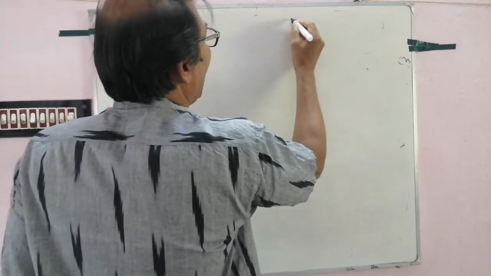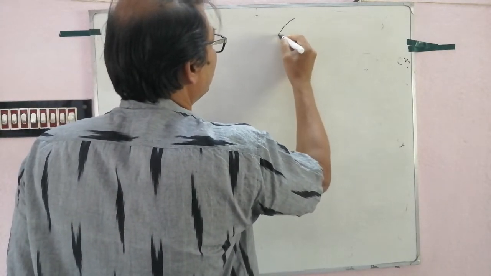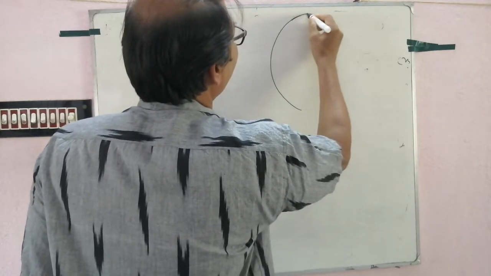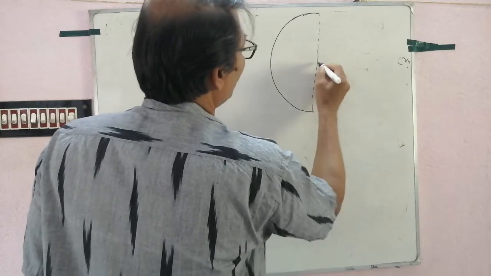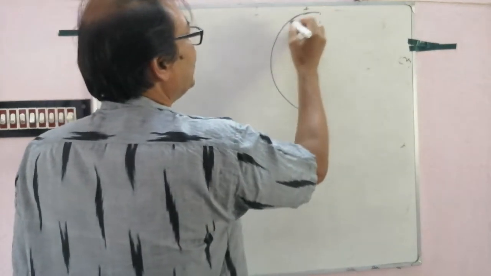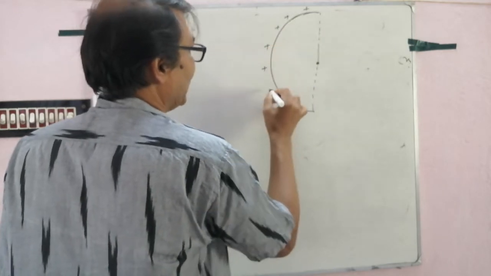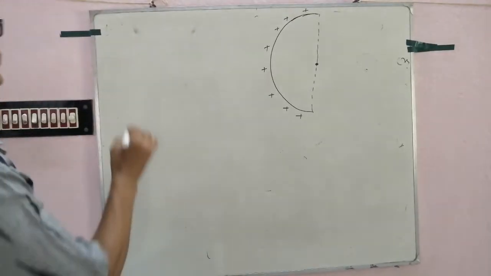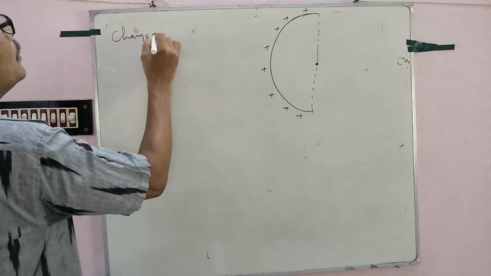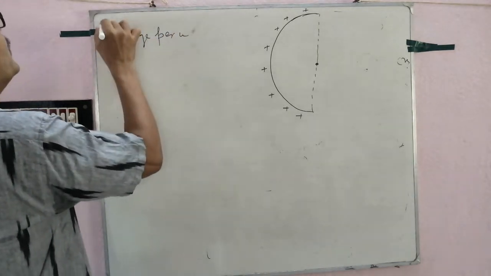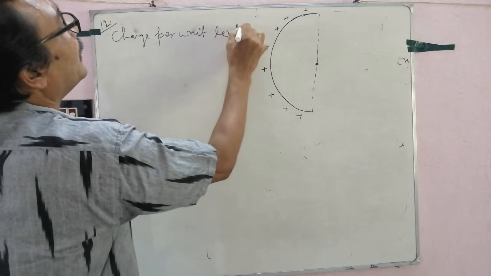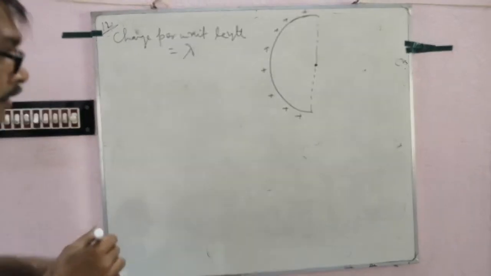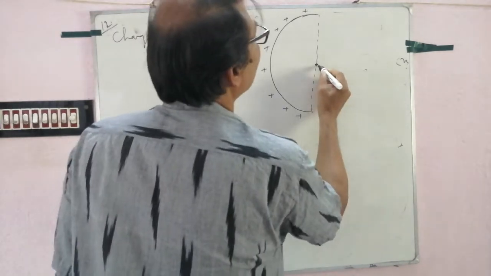Now next question, a half ring. Follow. This is a half ring. We know that due to the charged ring, this is plus charge plus Q, or charge per unit length lambda. As per question number 12, charge per unit length equals lambda. Suppose the radius is R.